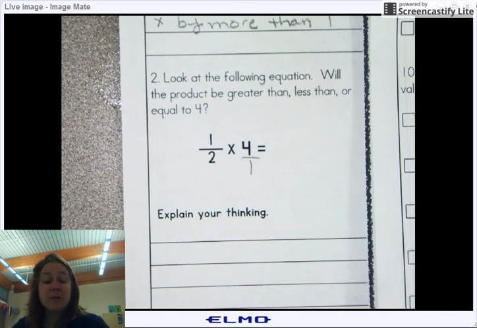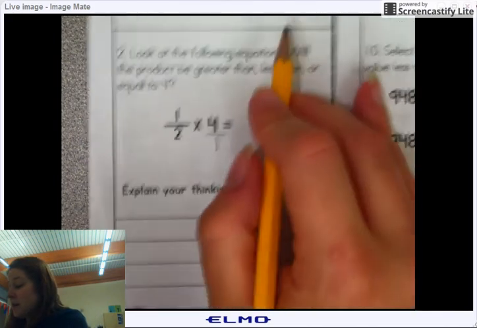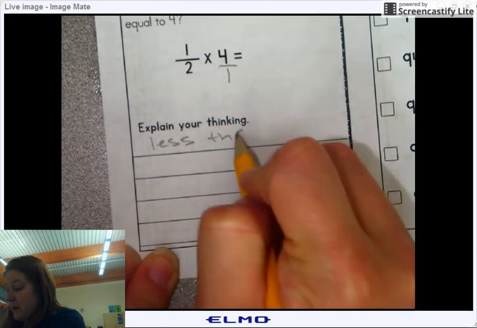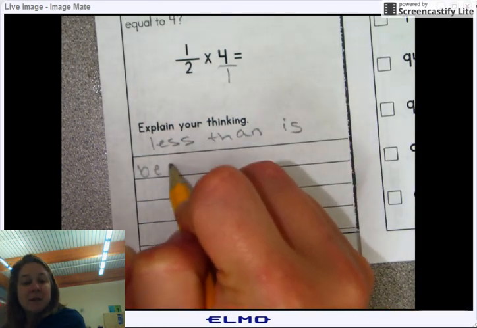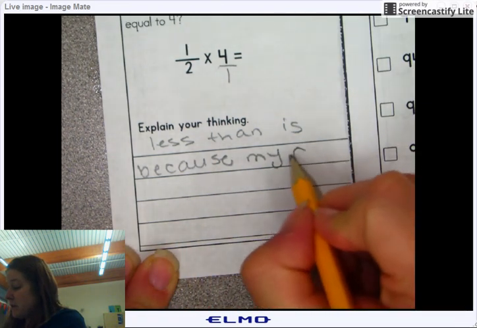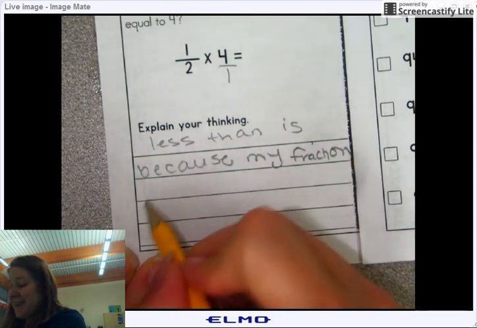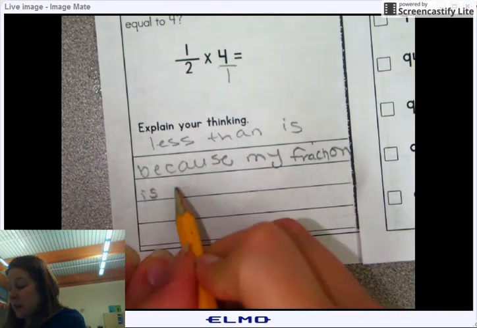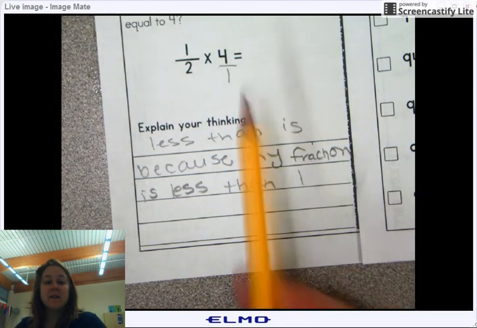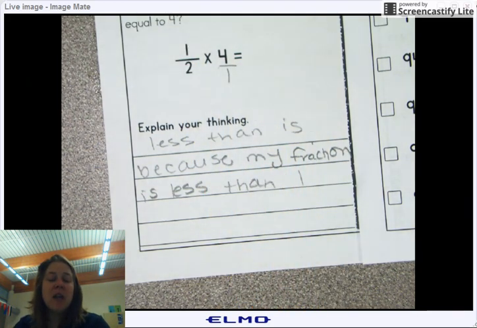And now you're going to explain your thinking. So my thinking here was, the reason that it is less than is because my fraction is less than 1. Because it's not 1. 1/2 is half of 1. So it's not 1. And remember, 1 times that number is going to get you that number. But because the fraction's less, you're not going to have it as much.